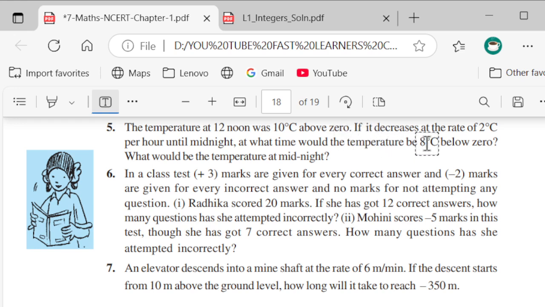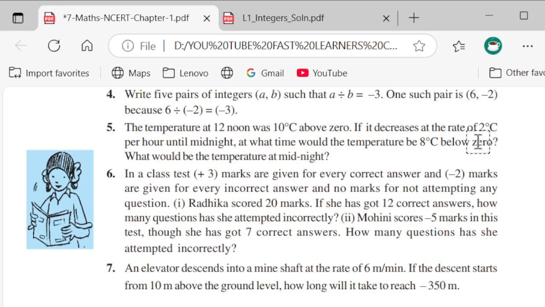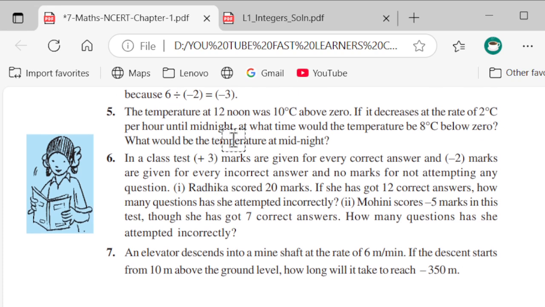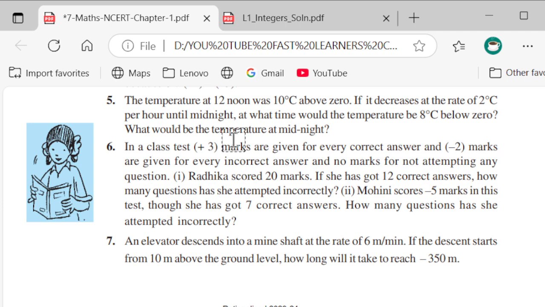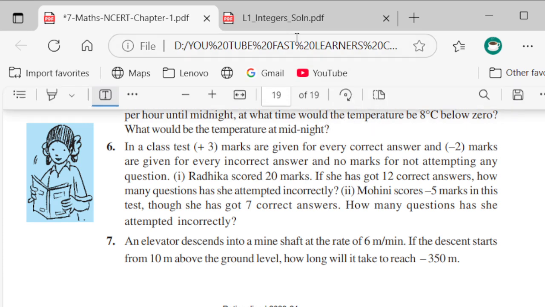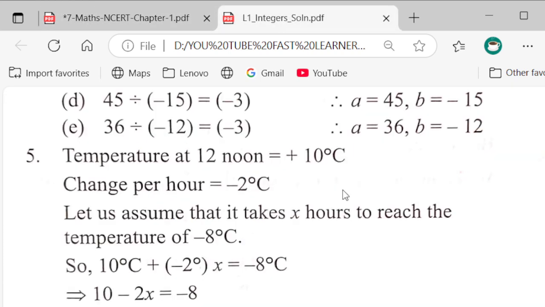Let's see. Here there is a question given where the temperature at 12 noon was 10 degrees Celsius above 0, and then it decreases at the rate of 2 degrees Celsius per hour until midnight. Every hour it drops 2 degrees, right? So we have to start with 12 noon. See here, it is 10 degrees and the change per hour is minus 2 degrees Celsius.